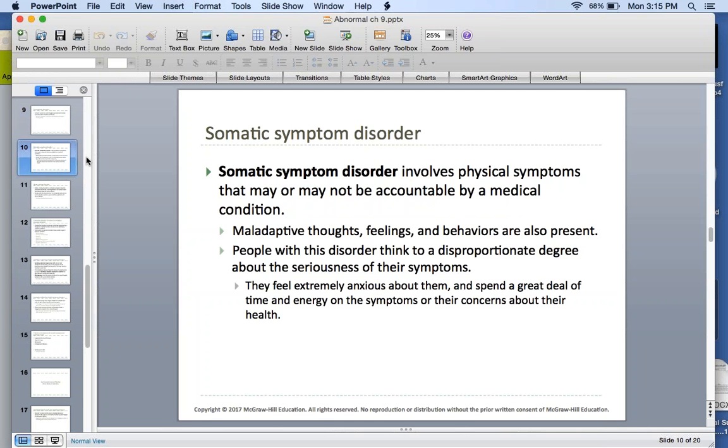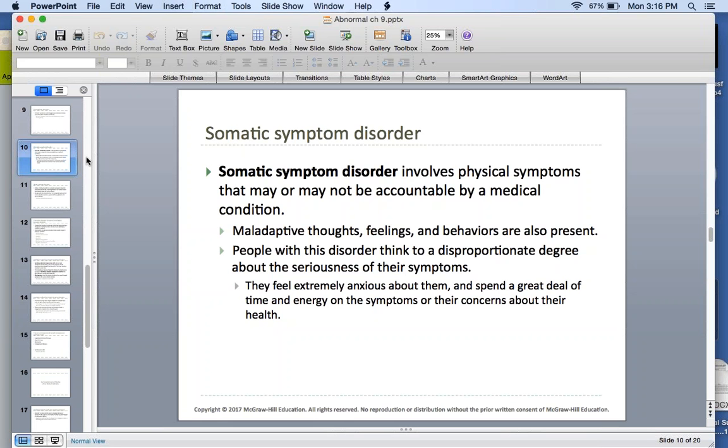The first one that we're talking about here is called somatic symptom disorder. Somatic symptom disorder involves physical symptoms, so actual physical symptoms that may or may not be accountable by a medical condition. If we can say yes, this is due to a medical condition for sure, then it's not a somatic symptom disorder. It is a medical condition.